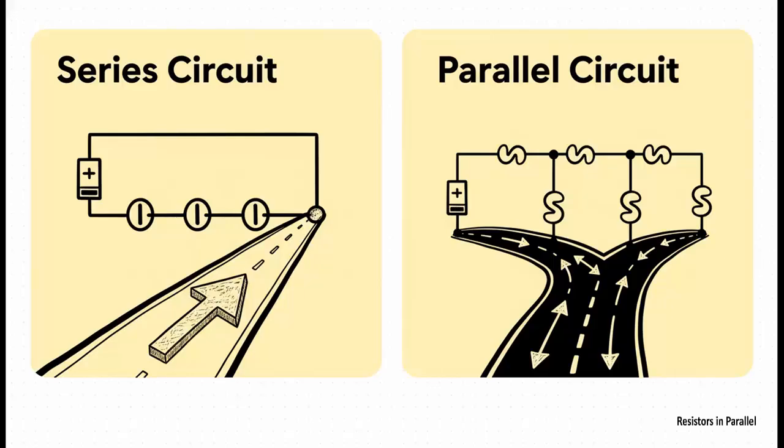A series circuit, it's like a single-lane road. All the traffic, or in our case, the current, has to follow that one single path. But a parallel circuit, that's a multi-lane highway. It gives the current a bunch of different paths it can take, all at the same time. And that one idea, it's the key to, well, everything else we're going to talk about.